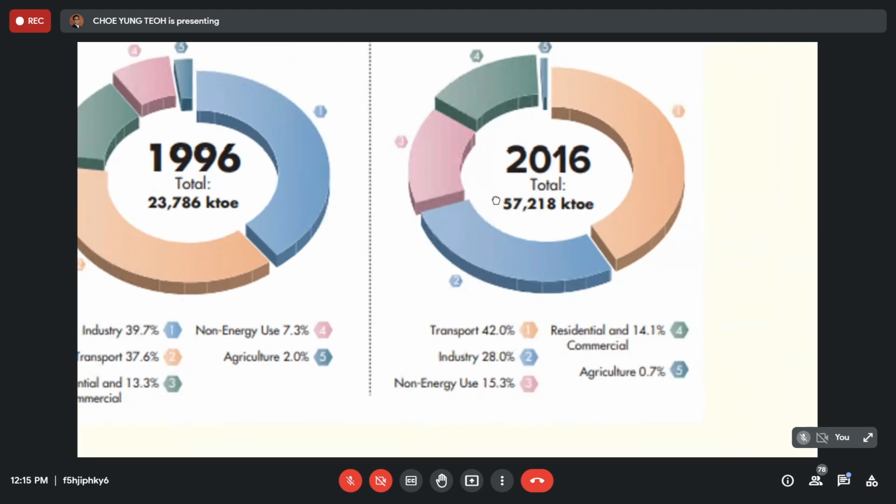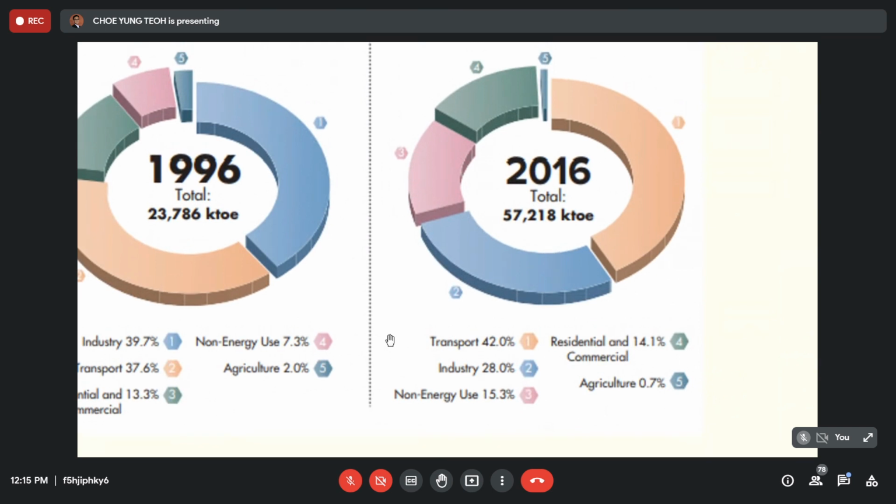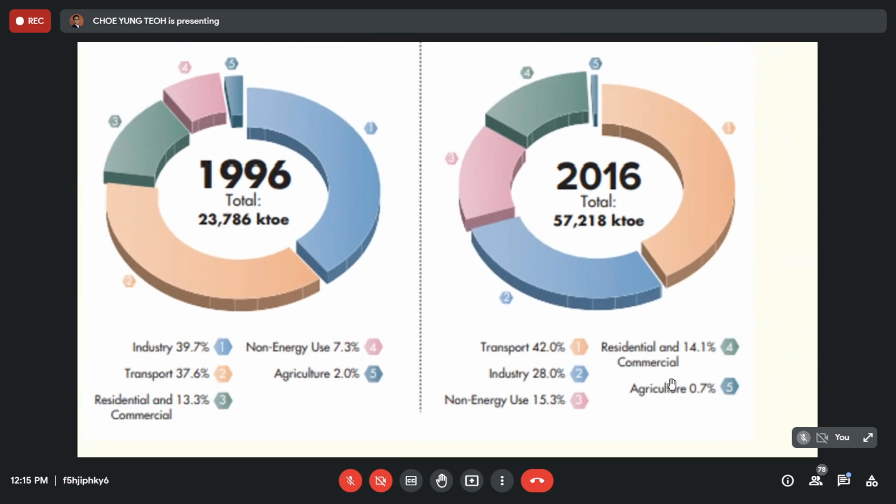And then in the year 2016, you see the comparison. Transportation becomes the highest. I think everyone will feel it. The total number of cars on the road is much more compared to 1996. And our industry is lower. You can see that the portion for industry dropped a lot because transportation grew.